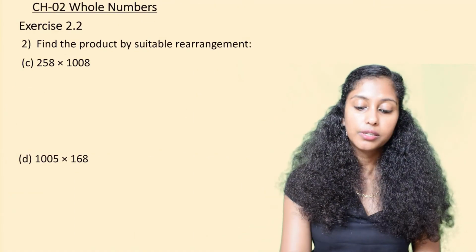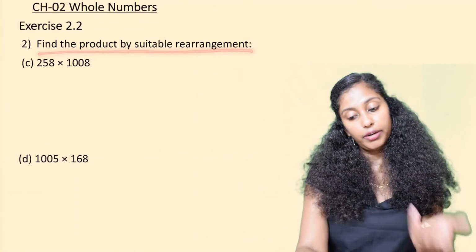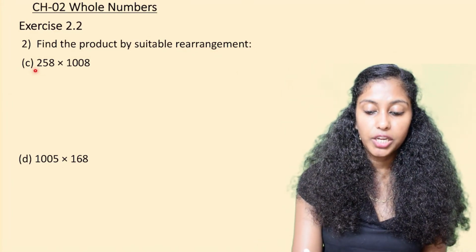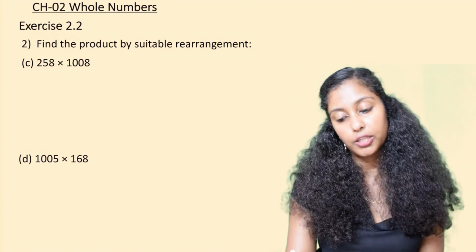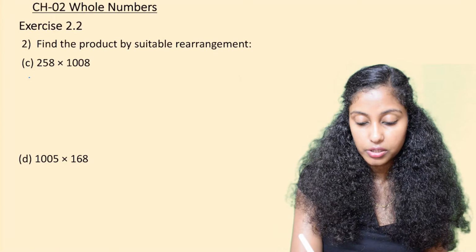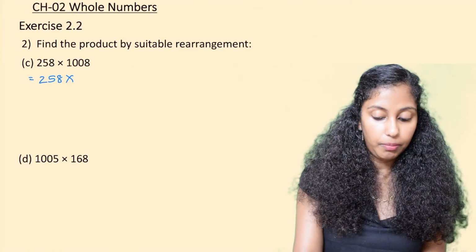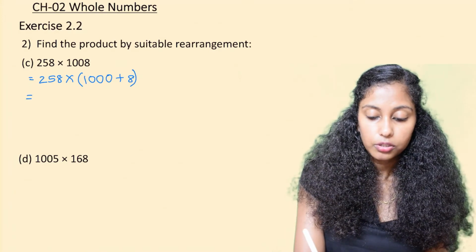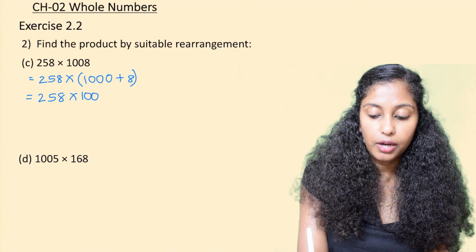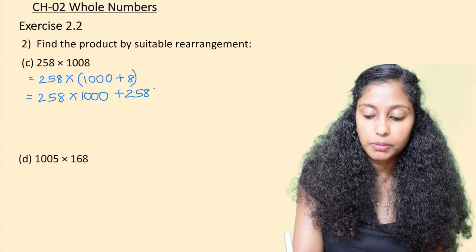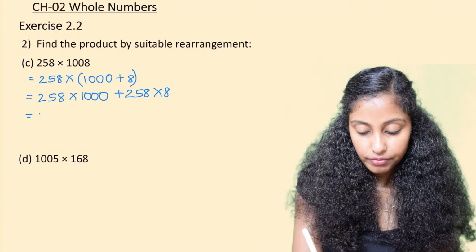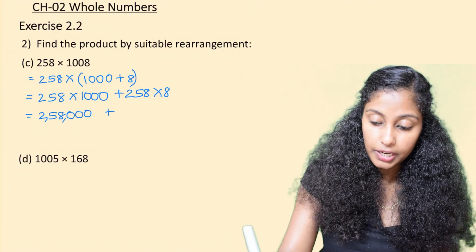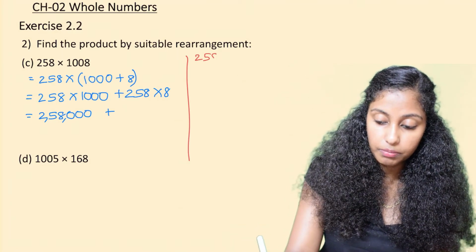Now the next question is, find the product by suitable rearrangement. Again here we have to use some of the other properties. So here they have given us 258 multiplied by 1008. So here again what we do is 258 multiplied by 1000 plus 8. So 258 multiplied by 1000 plus 258 multiplied by 8. 258 ones is 258 when we copy 3 zeros. 258 multiply by 8. We can just quickly multiply in the rough column.